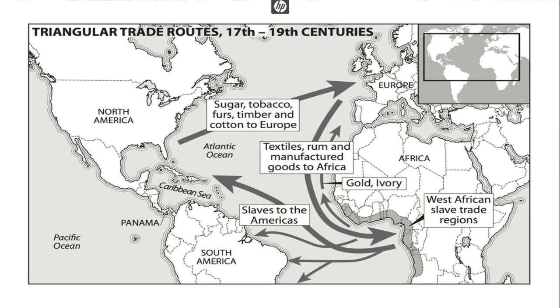Manufactured goods sometimes from Europe go to the Americas, and then from the Americas, raw materials are brought to Africa, and the cycle moves in reverse. But essentially, this is the basic concept of the triangle trade, right? Raw materials from the Americas, slaves from Africa, finished goods from Europe, and sometimes China.